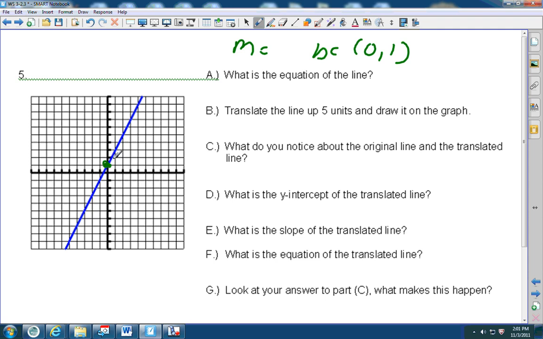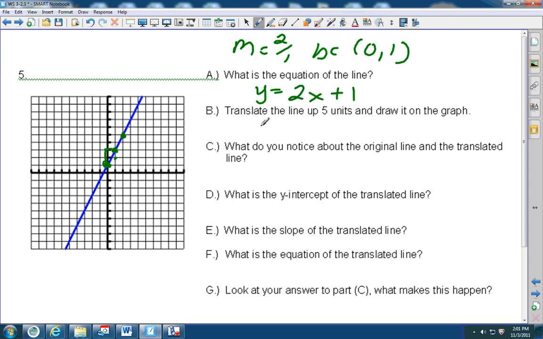If I go up 1 and over 1, not quite on the line. If I go up 2 and over 1, it looks like it hits. Let's try it again. Up 2 over 1, sure is. So my slope is 2 over 1. My equation is going to be y equals 2x. Whoops, I need to write x because 2 over 1 is 2. So I've got y = 2x + 1.